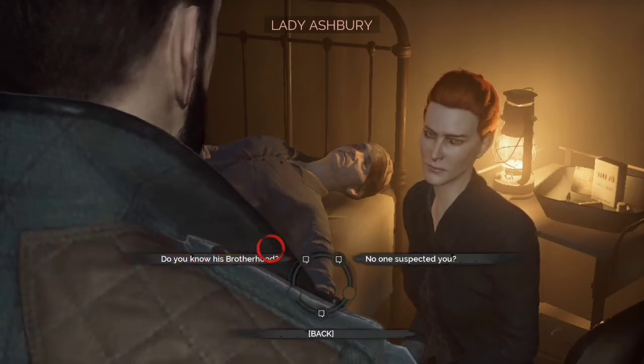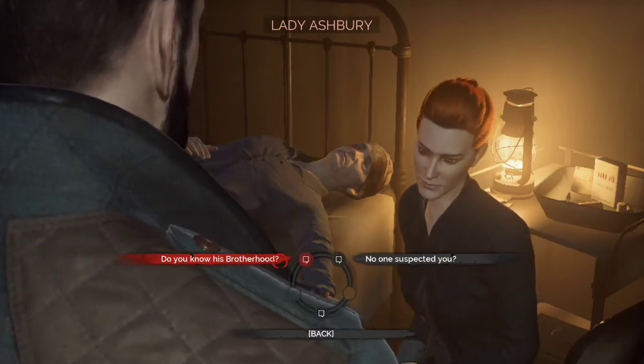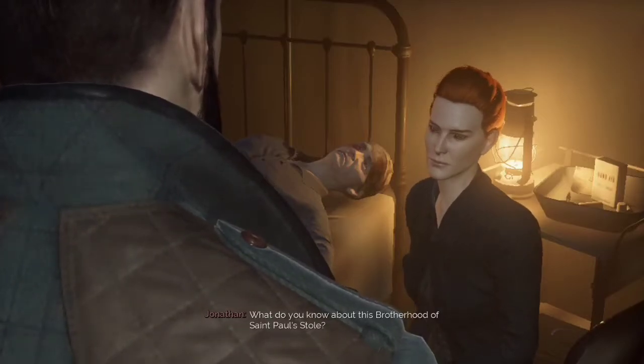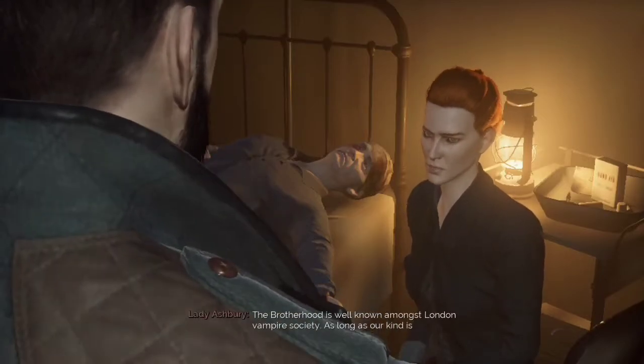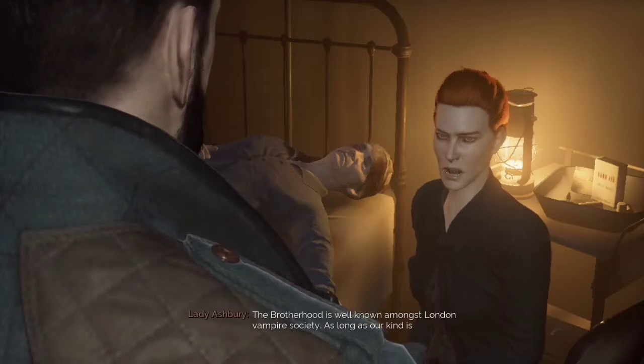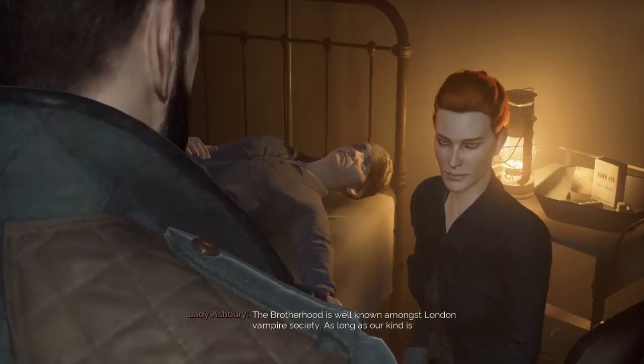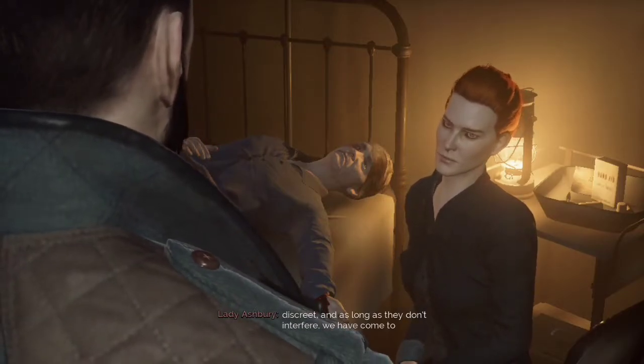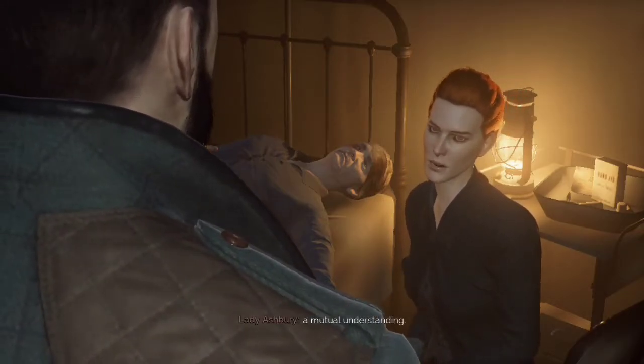Okay, sirf marne walon ka khoon choos liye. What do you know about this Brotherhood of St. Paul's Stole? The Brotherhood is well known amongst London Vampire Society. As long as our kind is discreet, and as long as they do not interfere, we have come to a mutual understanding.